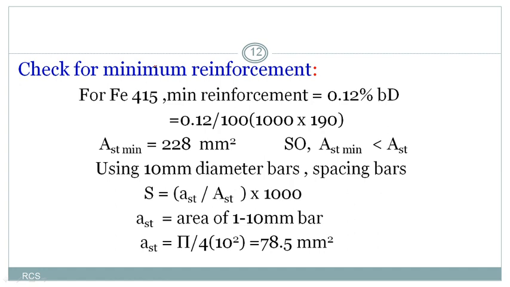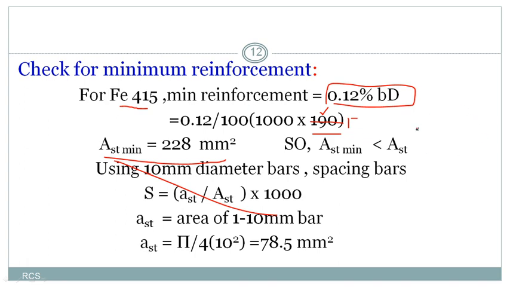Then we have to check this reinforcement with respect to our minimum area of reinforcement. The minimum area of reinforcement for Fe415 steel according to IS 456-2000 is 0.12% of gross cross-sectional area. So here 0.12 by 100 into 1000 into 170, taking the overall depth as 170, and the area of Ast minimum provided is 220.228 mm square.